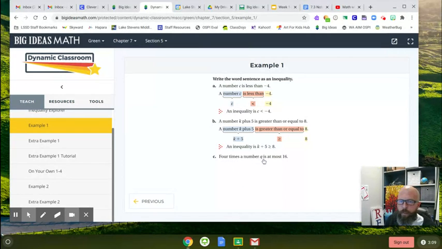Part C, 4 times the number Q is at most 16. At most, that's a tricky one. So here's our important information highlighted. At most means it has to be less than or equal to, because it can't be more than, right? The most it can be is 16. It can be 16, but it can't be more than 16. So 4Q is less than or equal to 16. So we want to keep those handy in your notes. Those are in your notes. So when you're working on your homework, you can keep these handy so you can see what at most or something like that looks like.